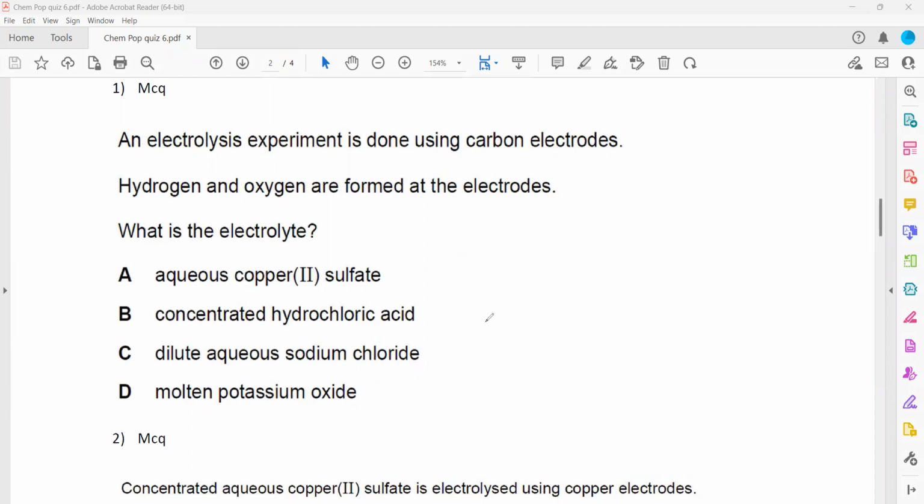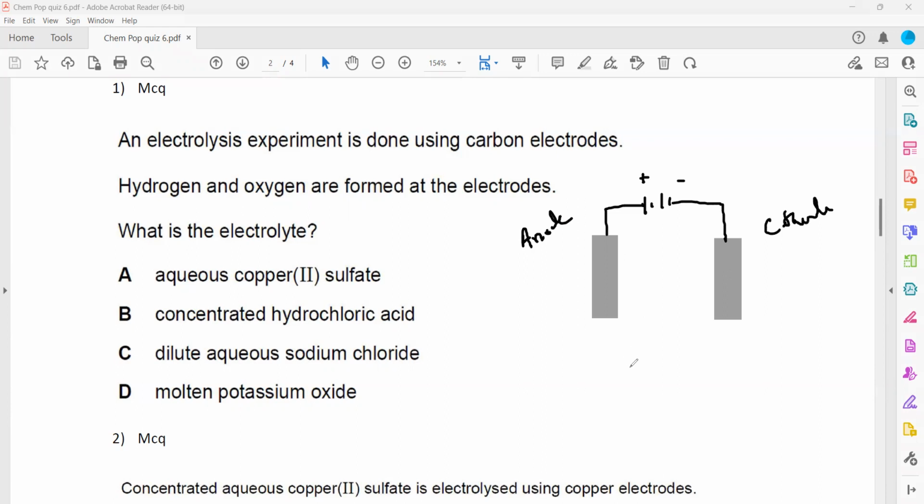How do we identify this? Let's check if it was aqueous copper 2 sulfate, and we have the two electrodes, anode and cathode, and we are doing electrolysis of aqueous copper 2 sulfate, which contains copper ion, sulfate ion, hydrogen ion, and hydroxide ion. For positive ions, the less reactive positive ion will move. In this case, copper is less reactive, so copper ion will move towards the respective electrode.